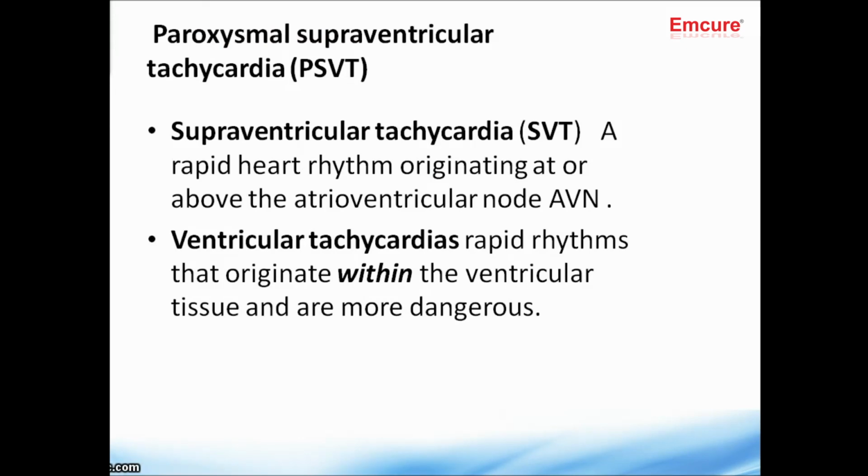There is a term called paroxysmal supraventricular tachycardia. It is a rapid heart rhythm originating at or above the atrioventricular node, that is the AVN. Then there is a term called ventricular tachycardias. This is rapid rhythms that originate within the ventricular tissues and are very dangerous. So these are some abnormal rhythms which are commonly found in patients.